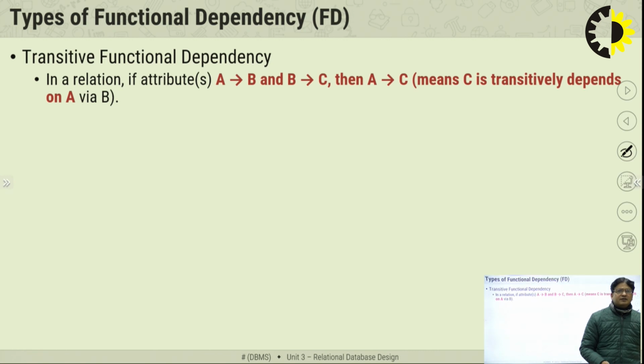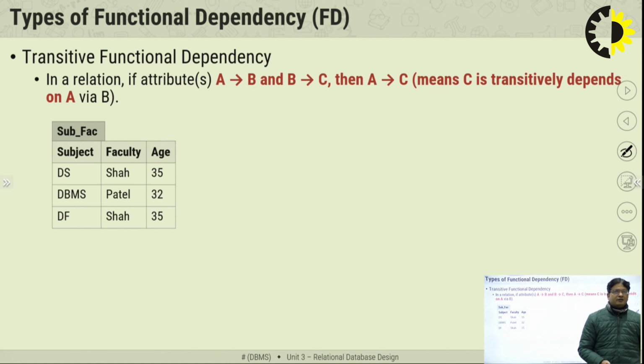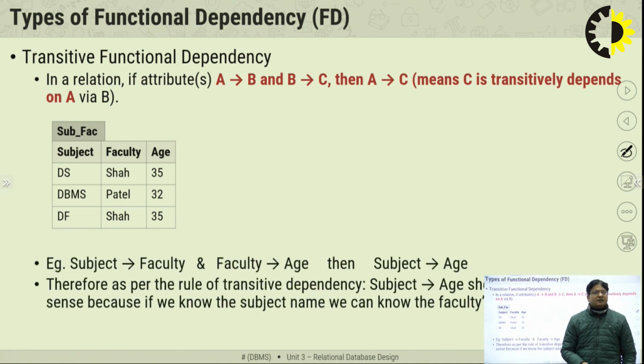Transitive functional dependency means if A determines B and B determines C, then we can say that A determines C. That is transitive dependency. Consider the following example of a subject and faculty table. There are three entries: subject, faculty, age. Subject is DS, faculty is SA, age is 35. Second is DBMS, faculty is Patel and age is 32. Third is DF, faculty is SA and age is 35.